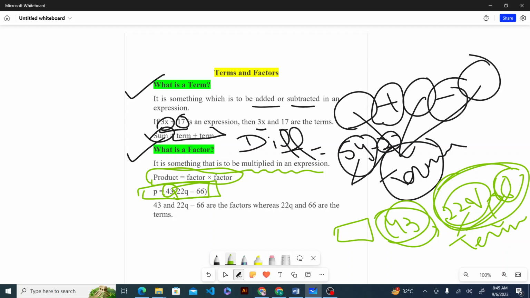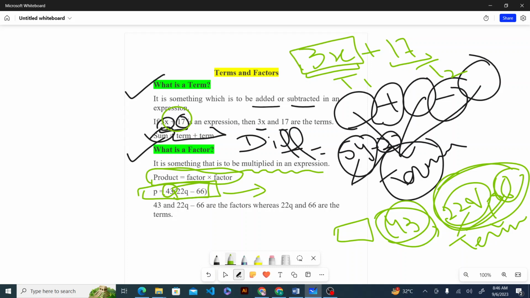So in this expression we have terms as well as factors, and in this one we have only terms. Or you may say that in 3x plus 17, 3x is the term t1 and 17 is the term t2, and in t1 we can have factors. 3 is the first factor and x is the second factor, because 3 is being multiplied with x, okay?